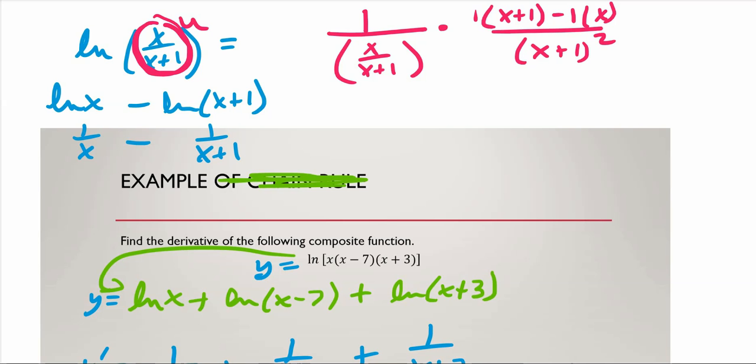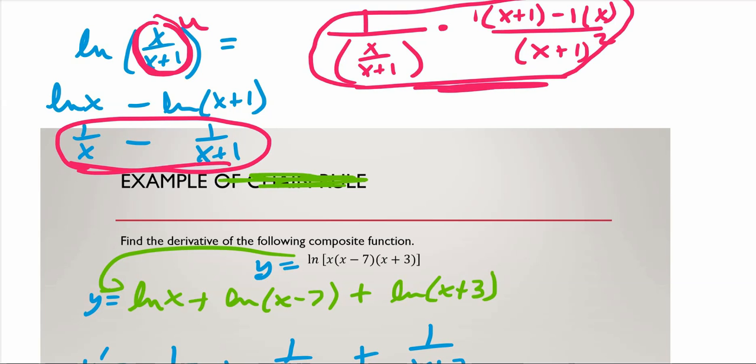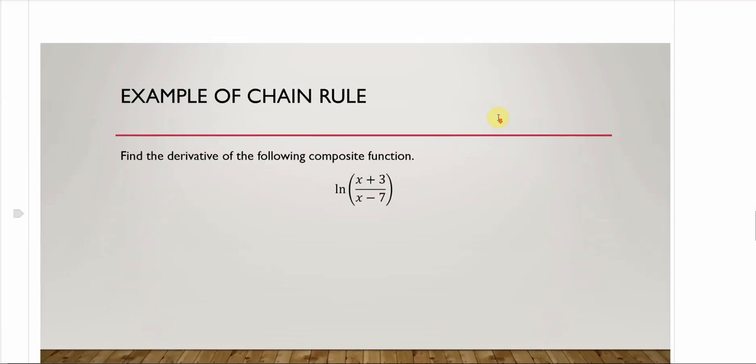Believe it or not, I can actually rewrite this guy into this notation. So you tell me, which method would you prefer? Would you want to simplify something like this, or would you rather get this one? So using the properties is going to have some benefits. Okay, so let's do another one.